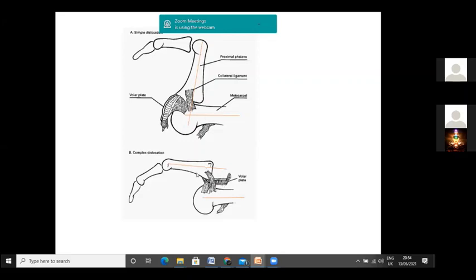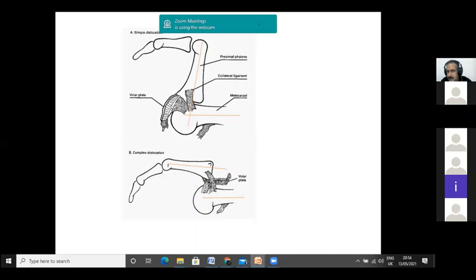So when you try to pull this down, the volar plate is still there. After it comes over here, it slides back. But here, it will not get entrapped unless you make some mistake. So how will you reduce a simple one? A simple one, if you use a bit of technique, will easily reduce in the casualty itself. But a complex one, most of the time, you need to take to the theater. So you can easily identify by seeing the position of the metacarpal and the proximal phalanx.